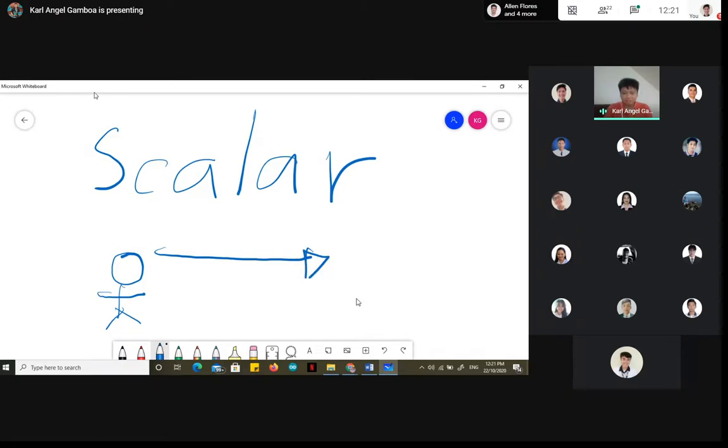Pasensya na guys, hindi ako sanay gamitin to. 50 kilometers. Actually, vector na yun kasi may distance. Don't mind the arrow, no? Okay. So, you have 50 kilometers to your girlfriend or someone.